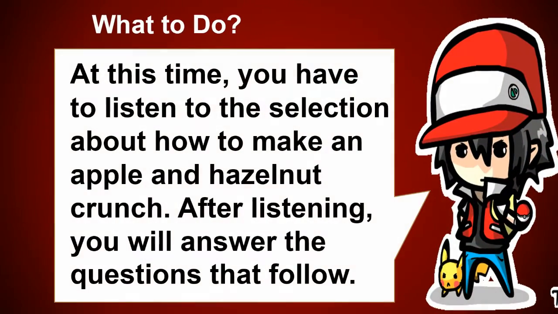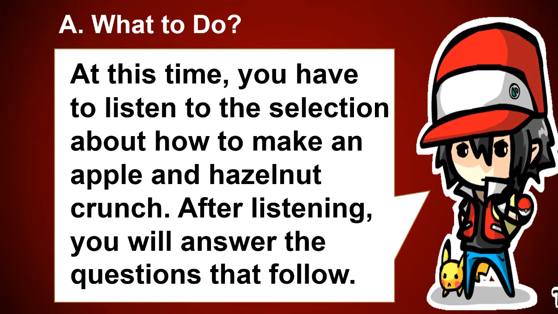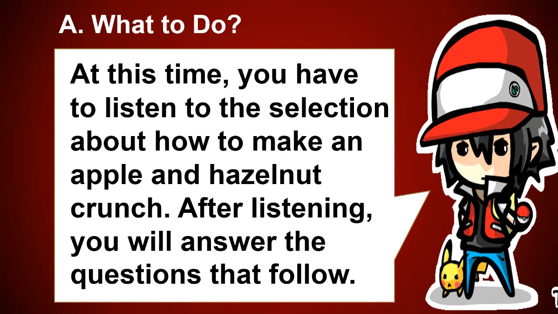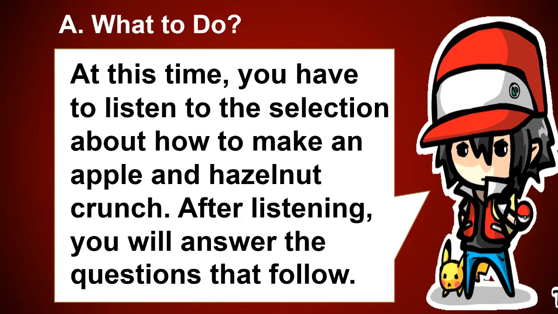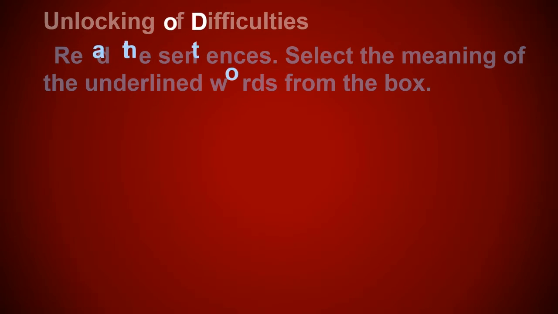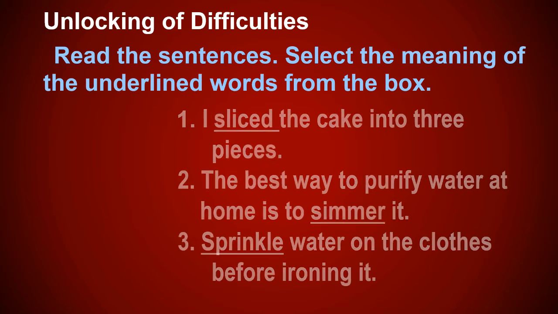What to do? At this time, you have to listen to the selection about how to make an apple and hazelnut crunch. After listening, you will answer the questions that follow. Unlocking of difficulties. Read the sentences. Select the meaning of the underlined words from the box.